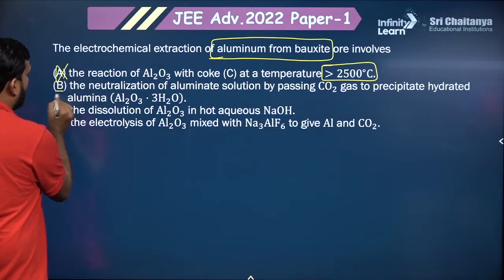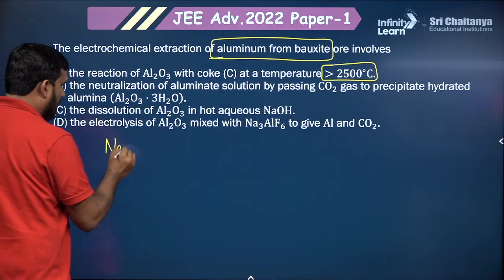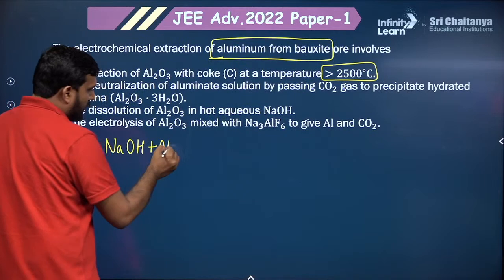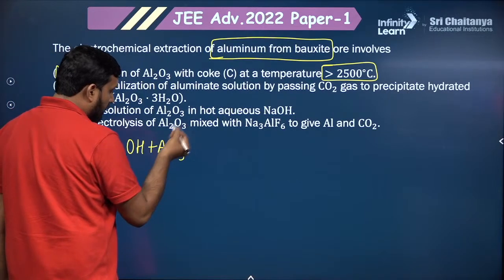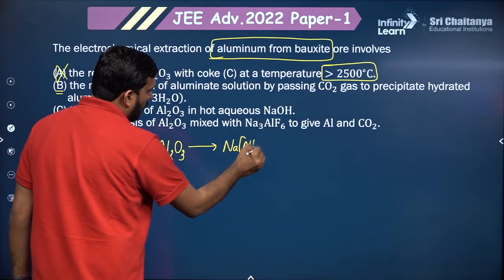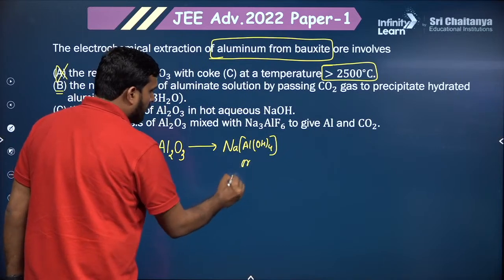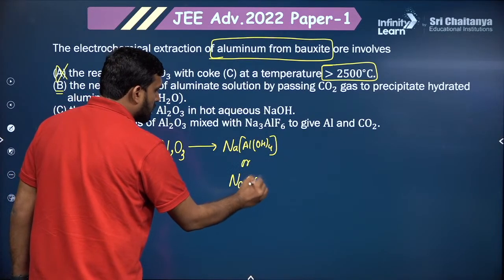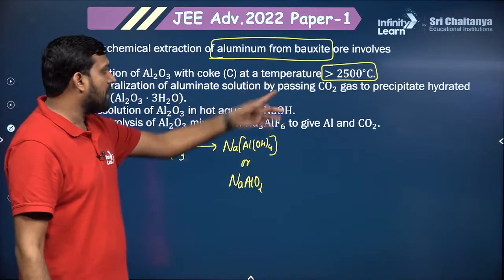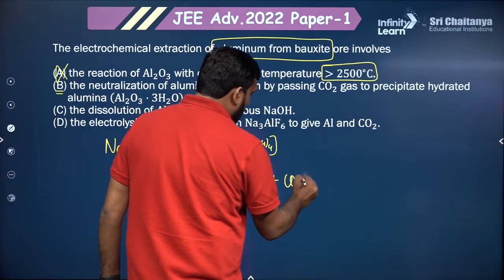Okay, going for option B, the neutralization of the aluminate. So when Al2O3 is subjected to NaOH, it gives formation to Na[Al(OH)4]. This is the compound which is formed, or this is also written as NaAlO2. This is called sodium aluminate. Solution by passing CO2. So if you pass CO2, then what will happen?